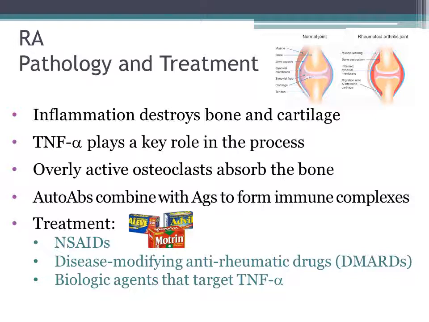Treatment: NSAIDs, the anti-inflammatory drugs, starting off with over-the-counter things like Aleve and Motrin and Advil. Over time, they tend to not be strong enough for most patients, and they need to progress to stronger prescribed anti-inflammatories. There are anti-rheumatic drugs, and also there are drugs that target that tumor necrosis factor alpha.